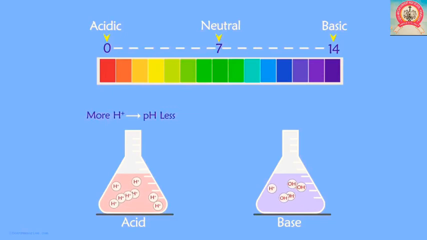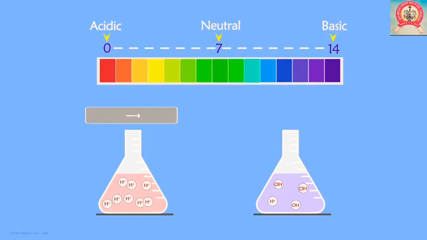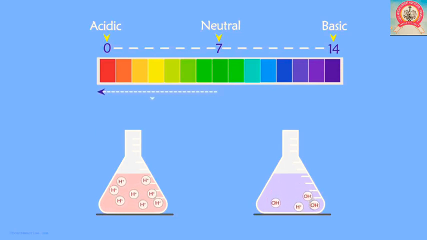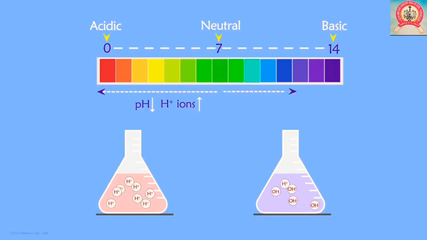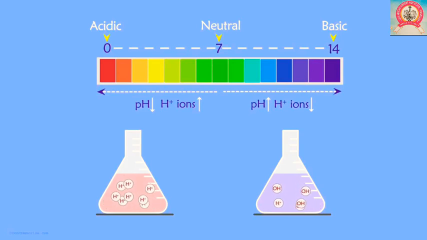The more the concentration of H plus ion, the lesser will be the pH value. Yes, understand this well. The more the concentration of H plus ion, the less will be the pH value. Now if we look at the scale, as we go towards the left, the pH value is decreasing, which means the H plus ion concentration increases, and as we go rightward, the H plus ion concentration goes on decreasing.